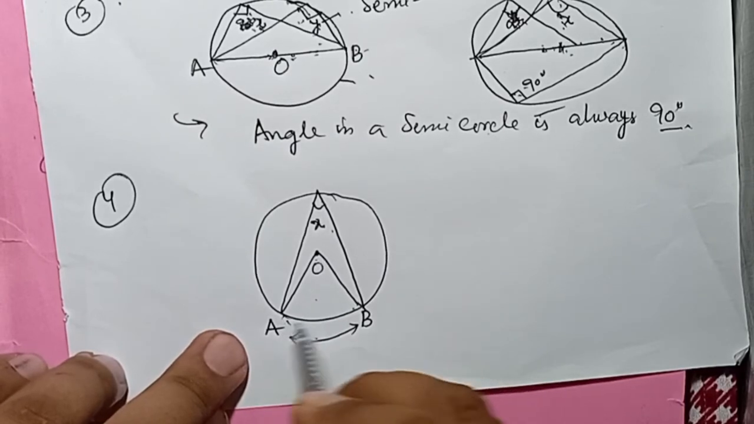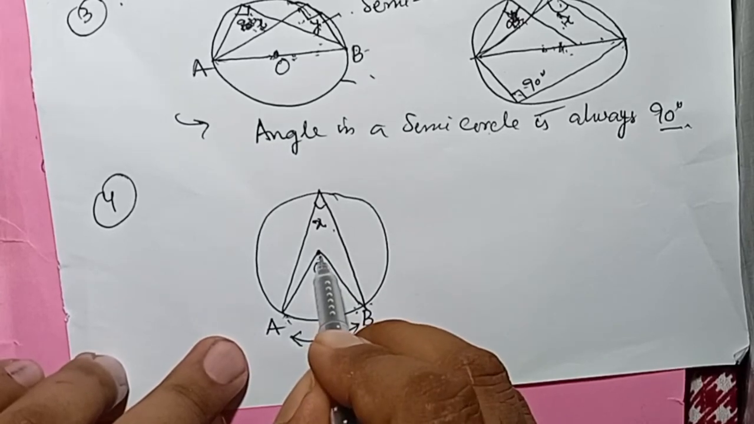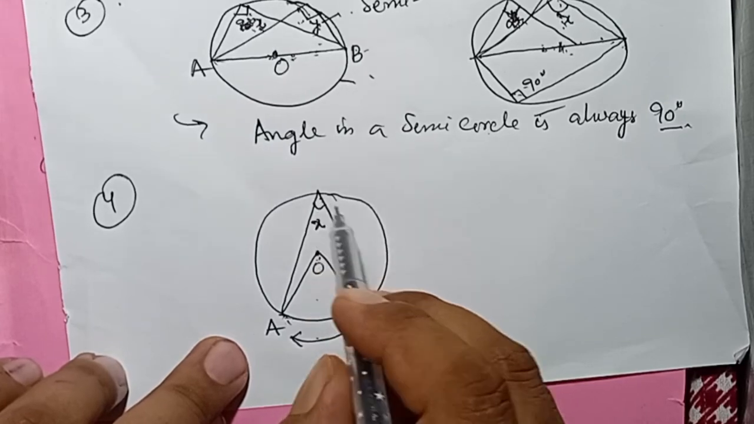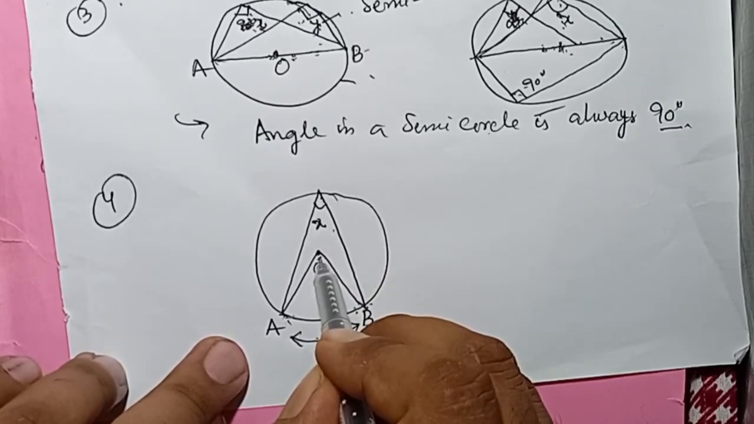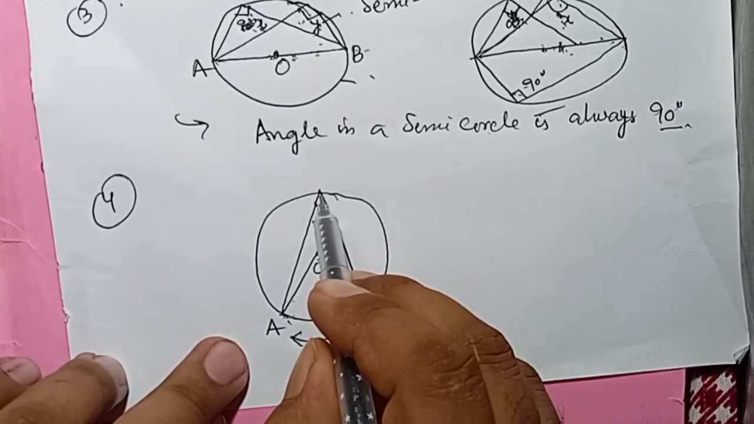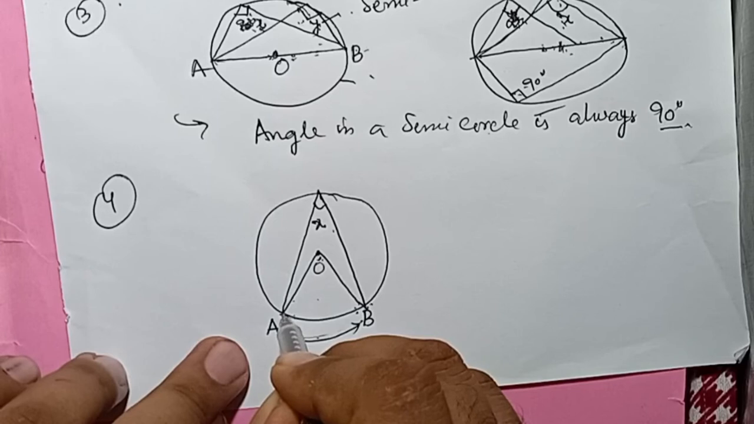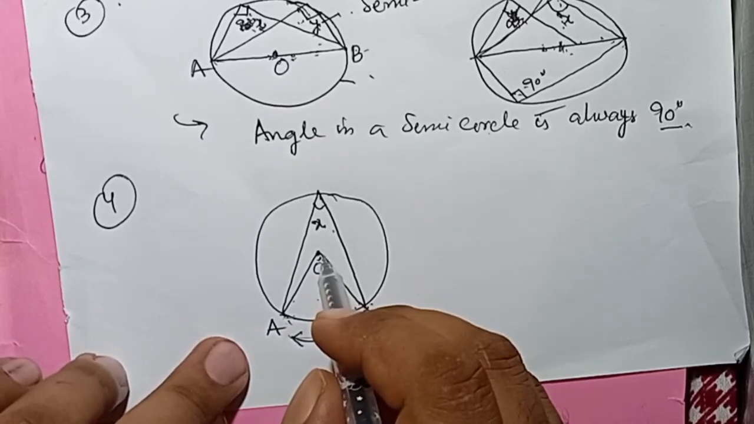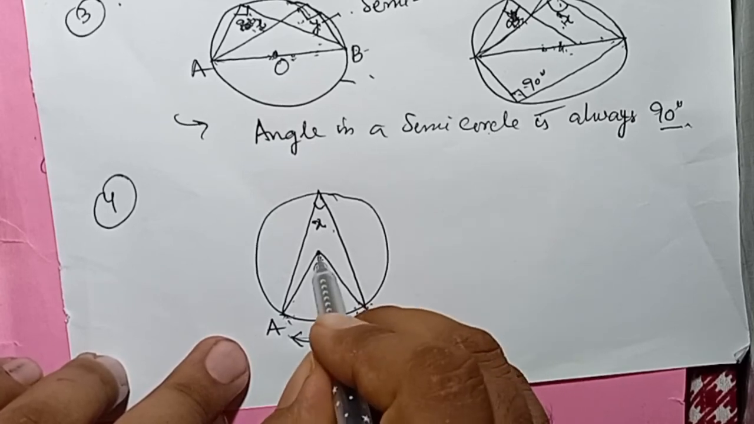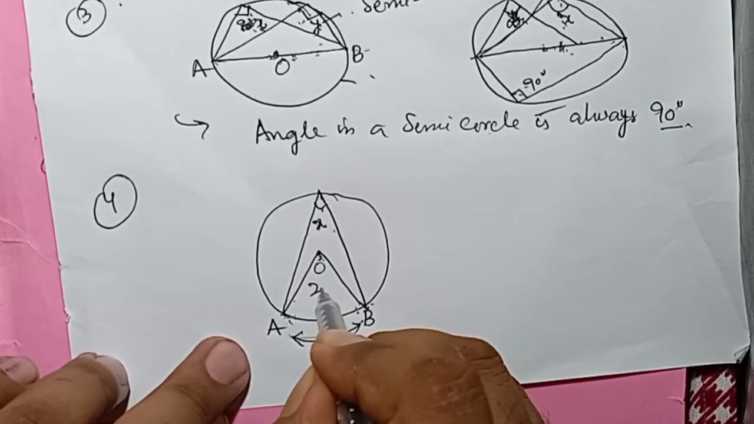So what does it mean? This arc AB is subtending two angles. One angle is at the center and the other angle is at the circumference. You can see this is the center and this is the circumference. Both the angles are subtended by the same arc, that is A and B. So what does the fourth theorem tell? The angle at the center is twice the angle at the circumference. So if this is x, this will be 2x.